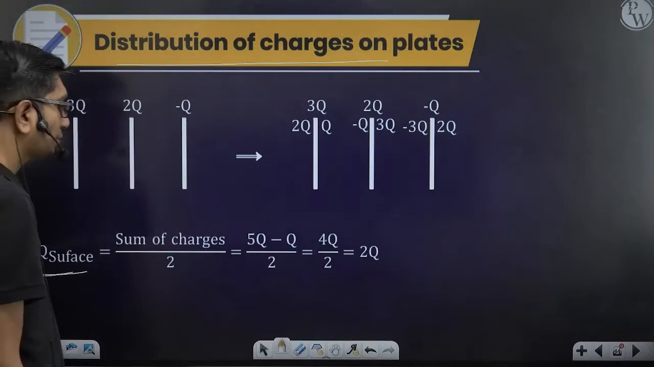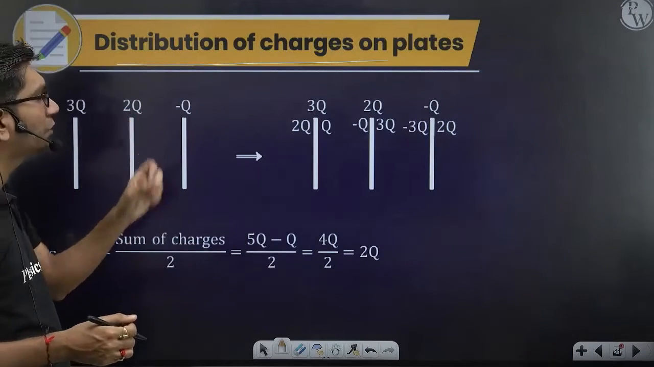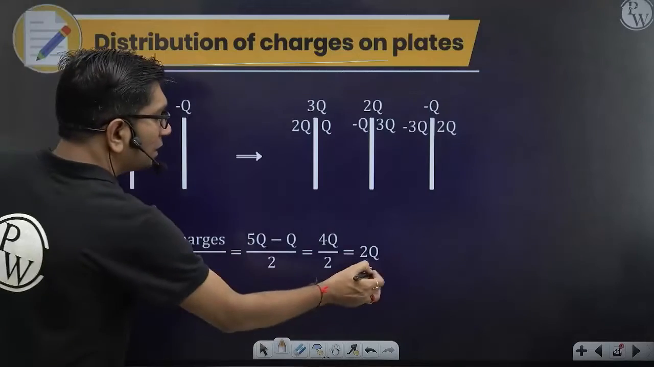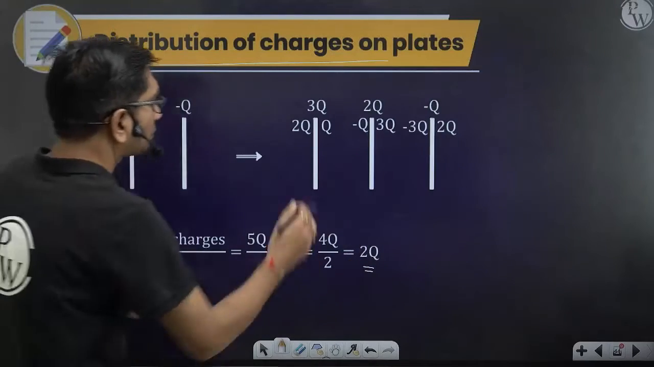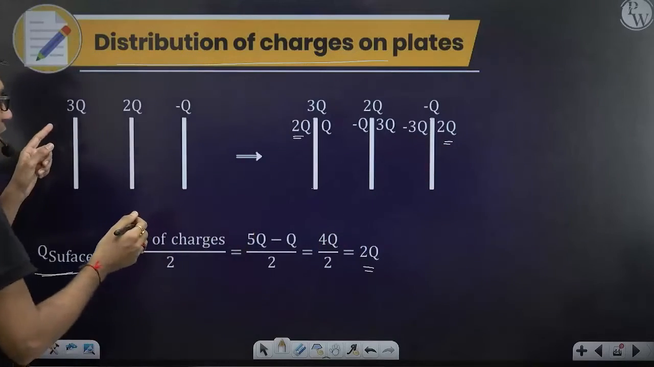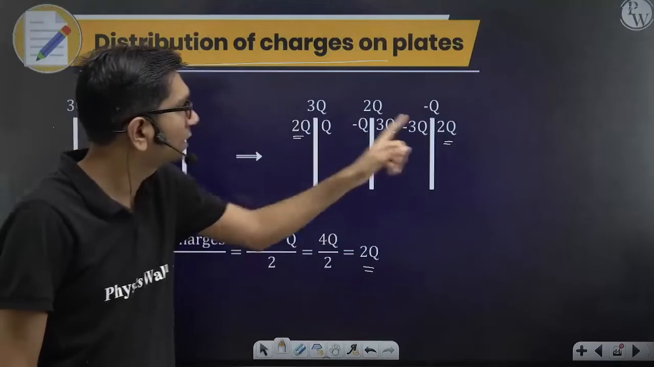Add all the charges. 3q plus 2q, 5q, 5q minus q, 4q, 4q by 2. So you got 2q, na? First what you have to do is write down the 2q here and 2q here, on the outer surfaces, first and last. You have to write down the 2q, 2q.